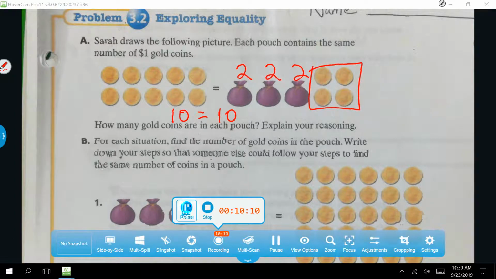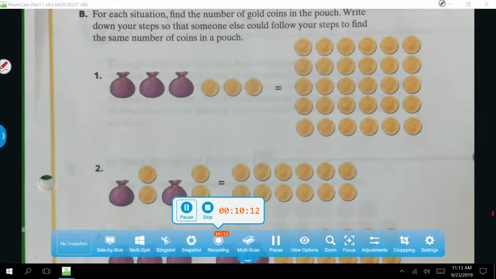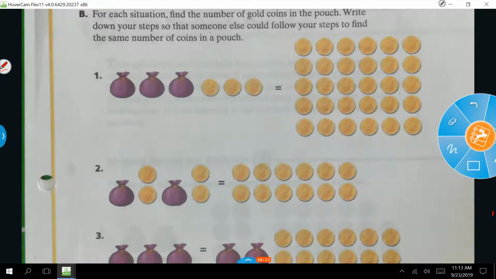Who would like to come up and show us how you and a partner solve number 1? And talk to the class. You can say red or black. There you go. And the rest of you listen.